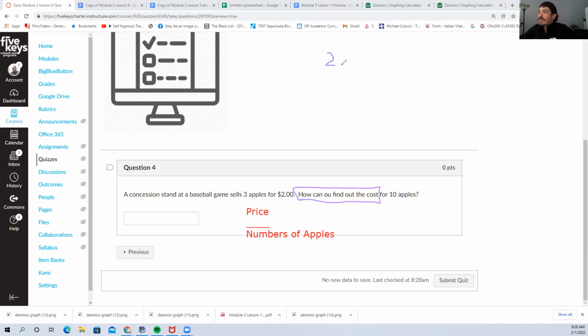So the one that I know is $2 per 3 apples. I don't know how much the other one is, but I know there are 10 apples. So I'm going to cross multiply. 2 times 10 is 20. 3 times x is 3x. Divide both sides by 3. And I'm going to be left with 20 over 3 is equal to x.